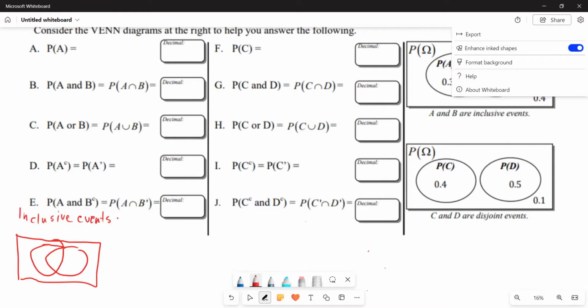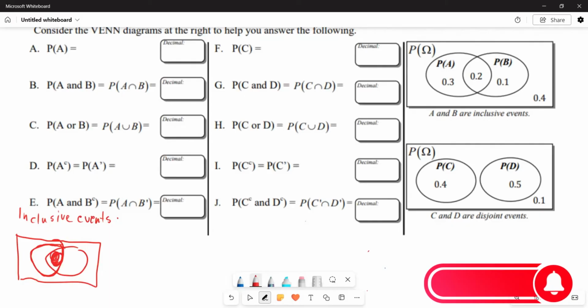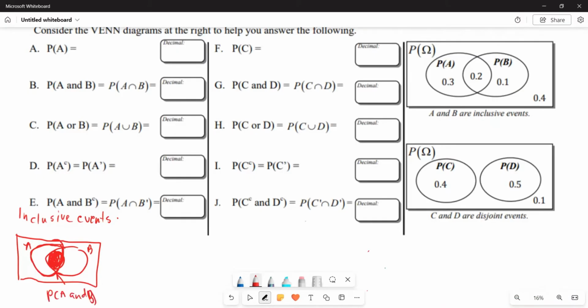Now, if we are having inclusive events, what will happen is, between the two circles, let's say these are your two circles, and you have a shading in between here, and this is event A and this is event B. This shading in between represents the probability of what? The probability of A and B, right? Which means it represents your probability of A and B, which is the intersection.